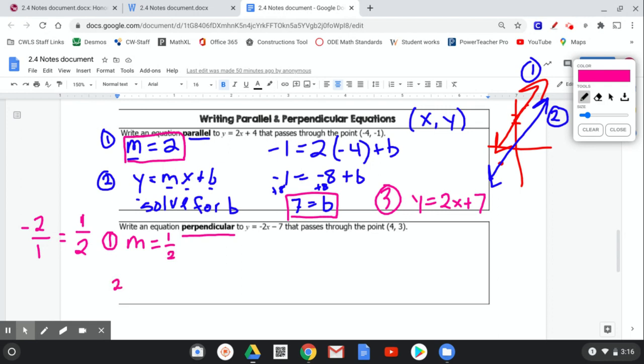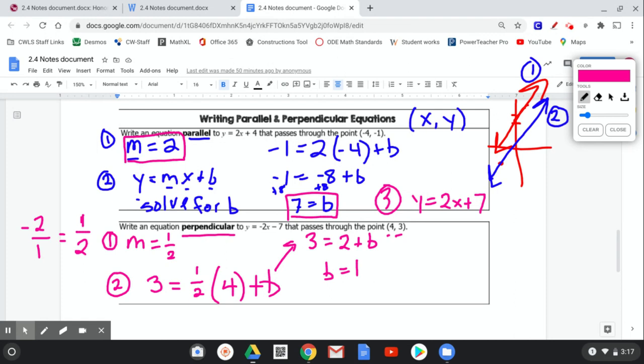Now, second step again, we're going to solve for b. So we're going to plug these x and y coordinates into our slope-intercept form. That's going to be 3 equals m, which is 1/2, times 4, plus b. When we do that, 1/2 times 4 is just going to be 2. So 3 equals 2 plus b. What does b equal? Subtract the 2. b equals 1. So we found that.